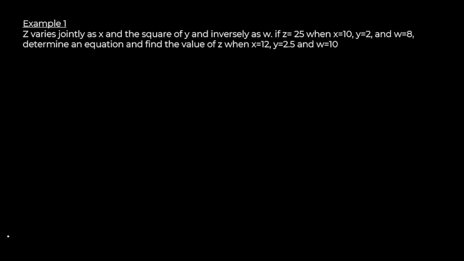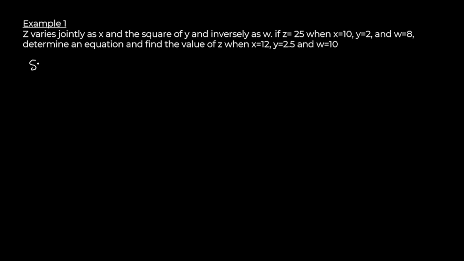So let's have a look at example number 1. We have Z varies jointly as S and the square of Y and inversely as W. If Z is equal to 25 when S is equal to 10, Y is equal to 2, and W is equal to 8, we are to determine an equation and find the value of Z when S is equal to 12, Y is equal to 2.5, and W is equal to 10. So this is very easy. Let's go ahead and find a solution for this problem.